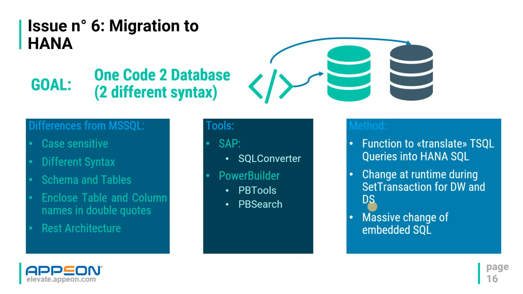The catalog on SAP Business One on HANA is 1, so you have not database, schema, and tables and views and so on, for example, but you have just schema and tables. You have to enclose table and column name in double quotes. And HANA has a REST architecture, and we use that to communicate to it in a consistent mode.